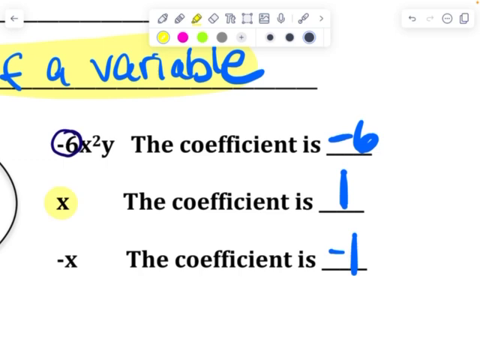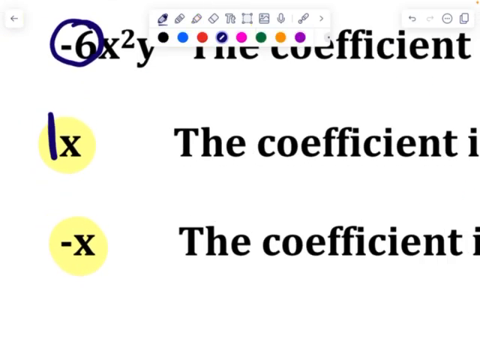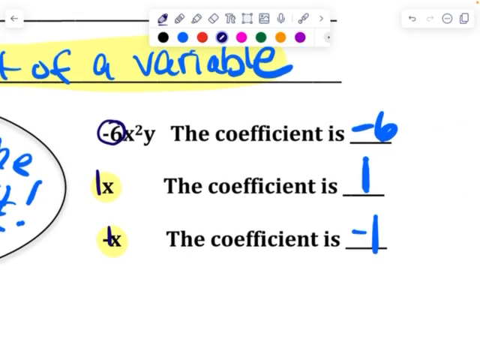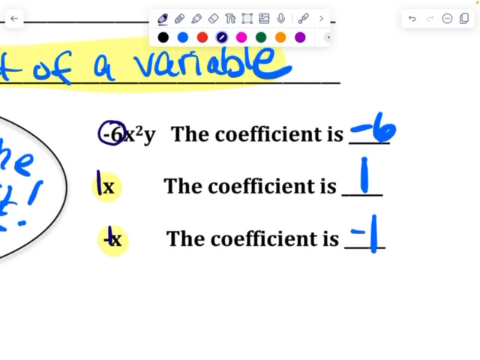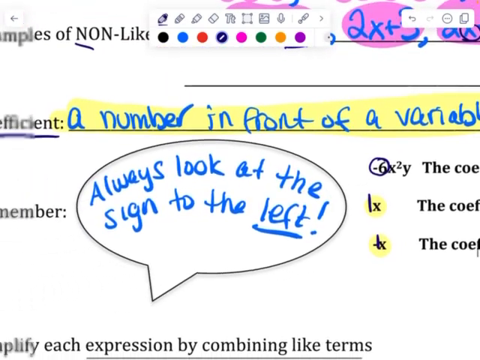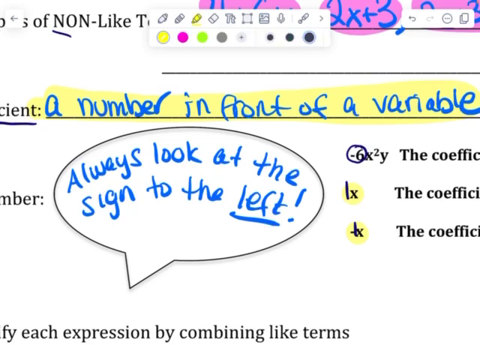For x, well, there really is a 1 in front of it. I'd encourage you to write that 1. The coefficient is 1. And for the last one, negative x, well, really this means negative 1x. So the coefficient is negative 1. And something to always remember is look at the sign to the left. So look at the sign to the left. We'll practice that down below.